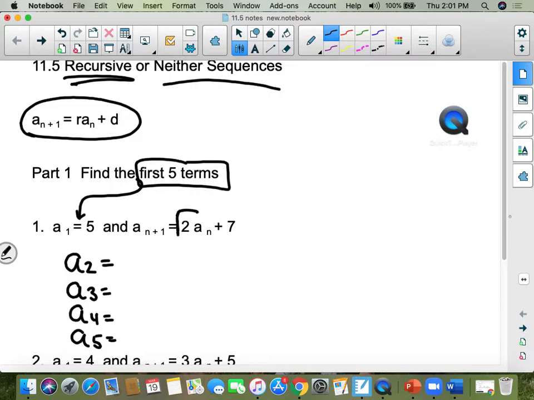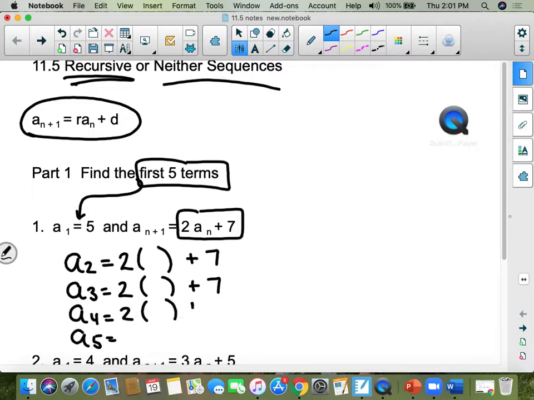Notice what's on the other side of this. There's a 2, put a parenthesis, and put a +7. Put a 2, a parenthesis, +7, and a 2, parenthesis, +7, and a 2, parenthesis, +7.